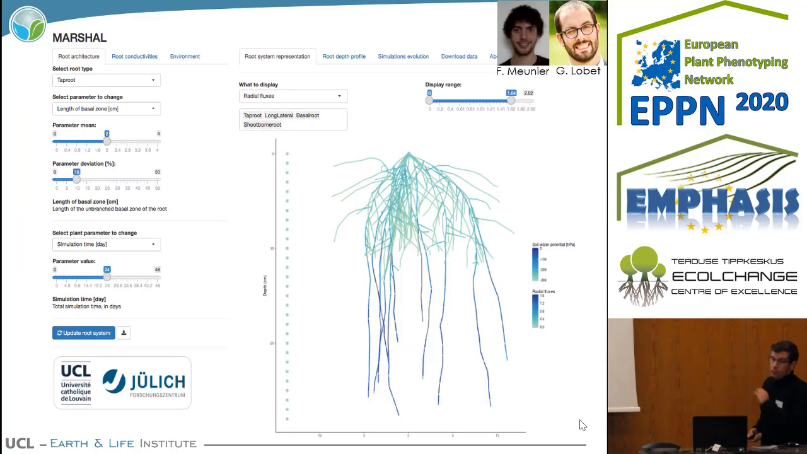Okay, now if you want to play with this sort of model, Félicien Meunier has simplified greatly the equations, and Guillaume Lebet has put that into a nice interface.